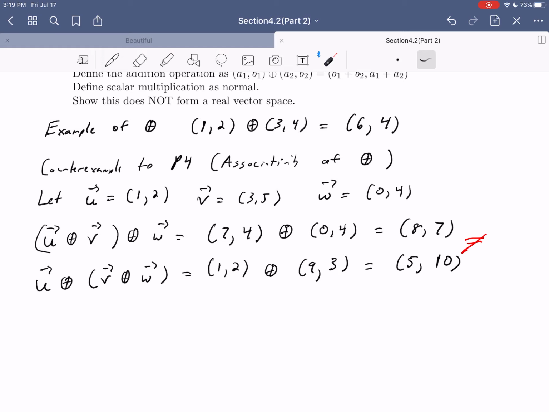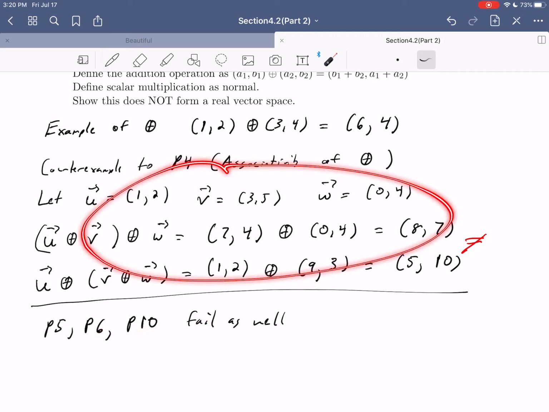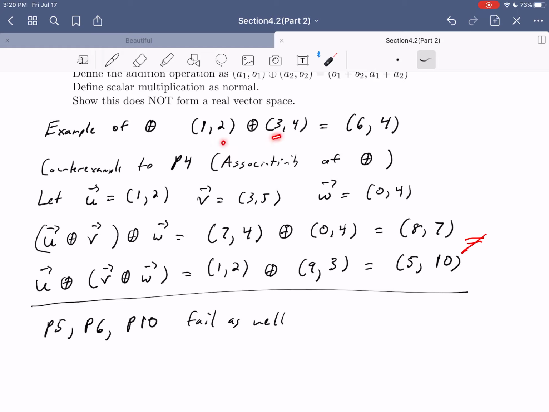Does that mean that that's the only property that fails? Well, no. Again, on your own, you can check P5, the zero vector, P6, the additive inverse, and P10, the distributivity of normal addition or scalar addition over scalar multiplication also fail. So all these fail as well. And if you want, you can try to show how each of those fail. Or if you prefer, just for some additional practice, come up with your own counterexample to P4. You can come up with another set of vectors, instead of the ones I chose, and show that the order in which you add them really does make a difference.